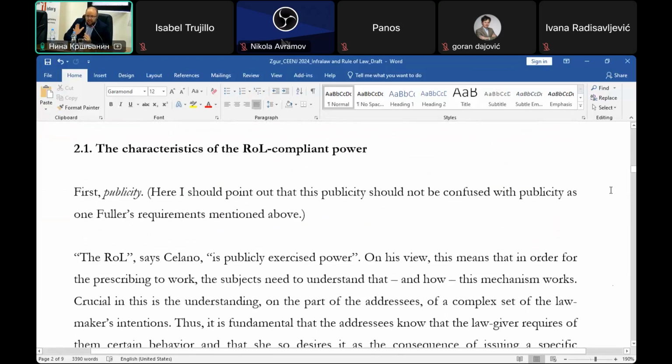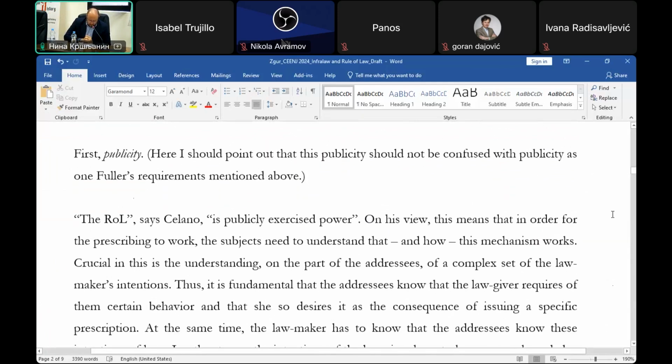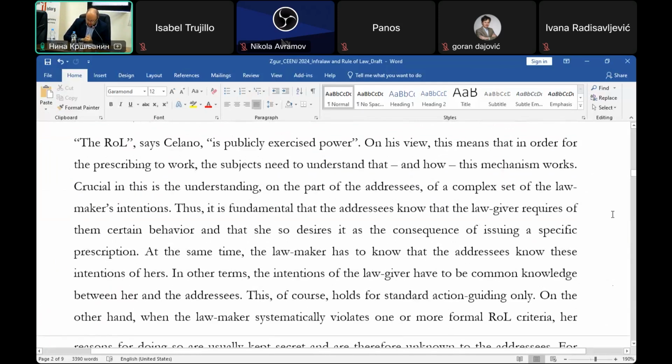So first, publicity. And here I should point out that this kind of publicity should not be mistaken with publicity as one of Fuller's characteristics of the rule of law. So Celano says that the rule of law is publicly exercised power. On his view, this means that in order for the prescribing to work, the subjects need to understand that and how this mechanism works. Crucial in this understanding on the part of the addressees is a complex set of the lawmaker's intentions. Thus, it is fundamental that the addressees know that the lawgiver requires of them certain behavior, and that she so desires as a consequence of issuing a specific prescription.